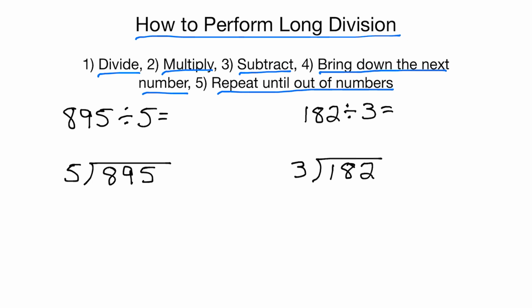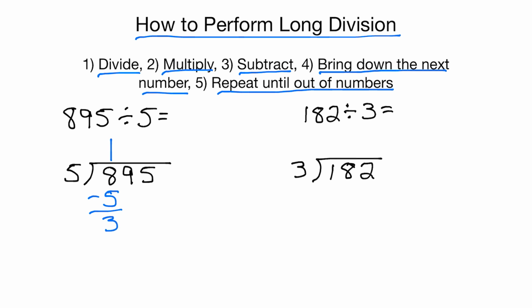Okay, so we look first at the 8, and we look at how many groups of 5 can go into the number 8. And there's one group of 5 in the number 8. So we divide it. 8 has one group of 5 in it. Now we'll multiply. 1 times 5 is 5. Now we'll subtract. 8 minus 5 is 3.